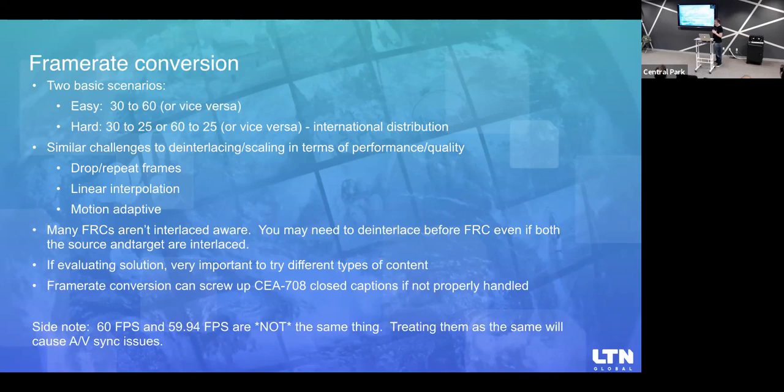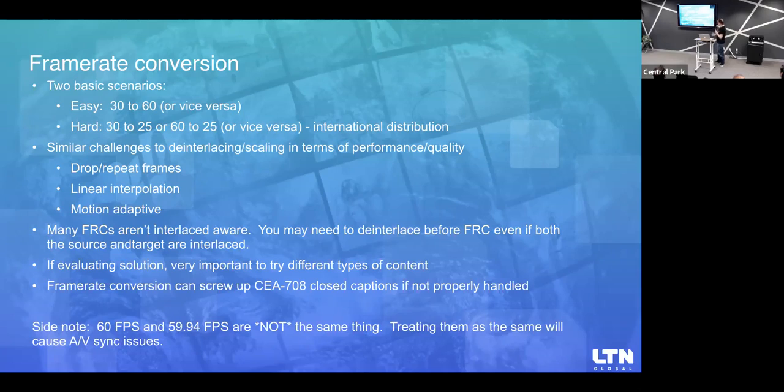When you want to talk about going from US formats to European formats, it gets a lot harder because it's not an even divisor. Going from 30 to 25 or 25 to 30 means you can't just throw away every other frame. You have to decide which frames to throw away. And in some cases, you may need to blend them together to provide a smooth experience. Again, easily visible with stuff like a stock ticker, where you don't want it to be stuttering because it's not moving at a constant rate.